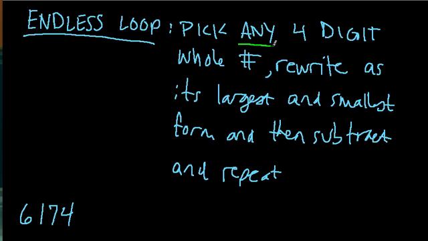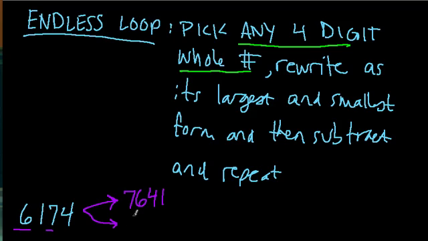You pick any 4-digit whole number. So I picked this one. And then I have to rewrite this number as its largest and smallest form. So to rewrite it in its largest form, I want to pick the biggest digit first, which is 7, right? Because that will affect the thousands place. And then I'll use the next largest digit, which is a 6, and then a 4, and then a 1. So this is me writing it in the largest form possible.